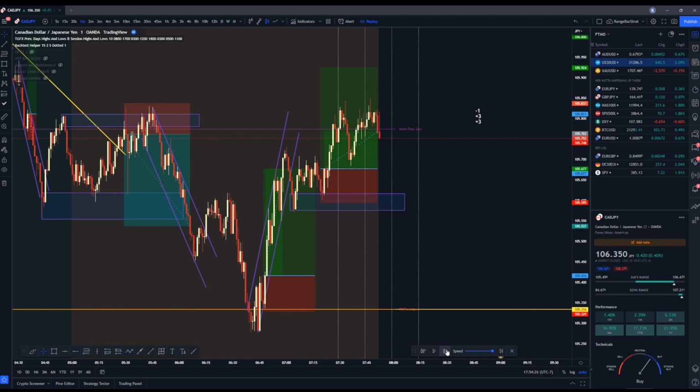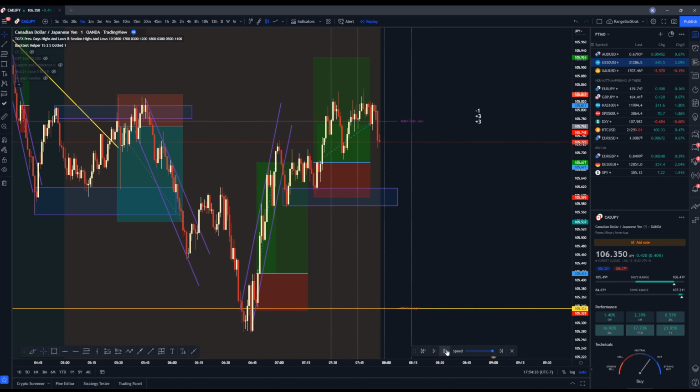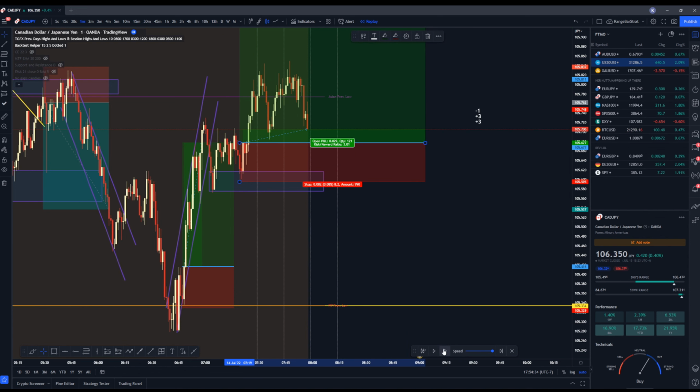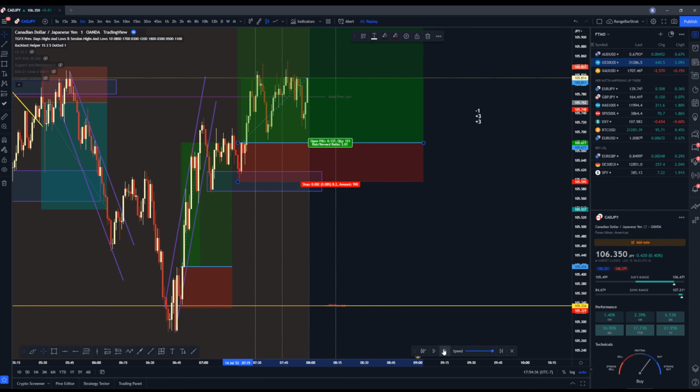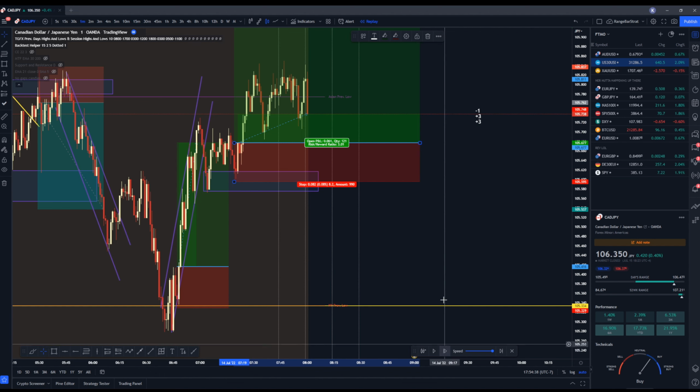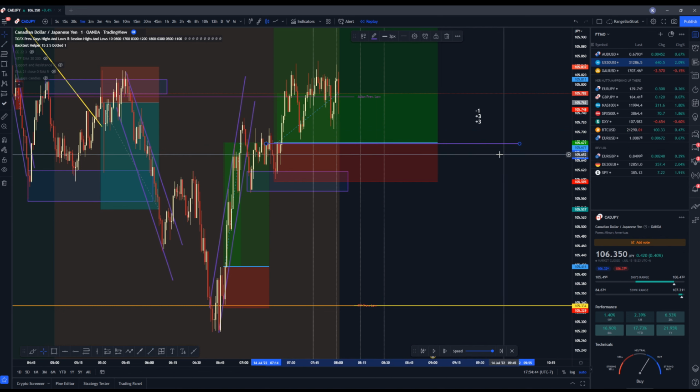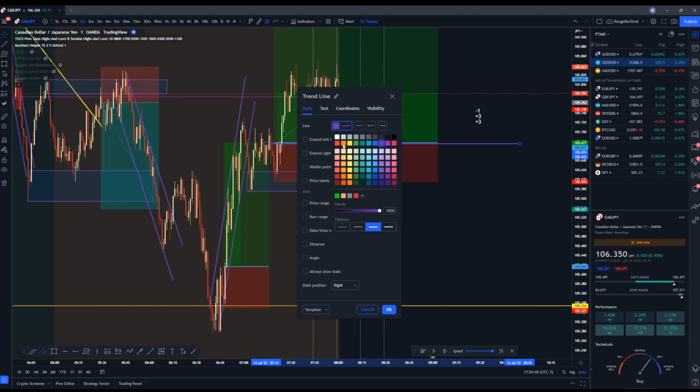Okay, so we broke the high. But we broke it with a wick. It's kind of like a double top type of thing. There's nothing wrong with getting a re-entry here. Yeah, I don't like this choppiness, so I'm going to put my stop at break even. I'll just mark it here. And we'll keep it moving.